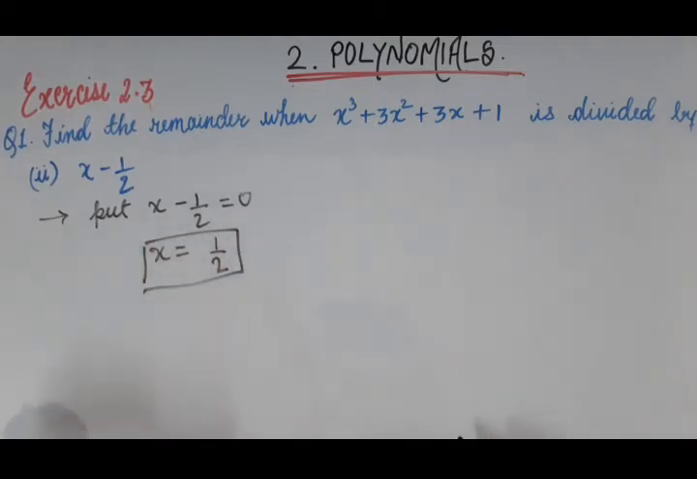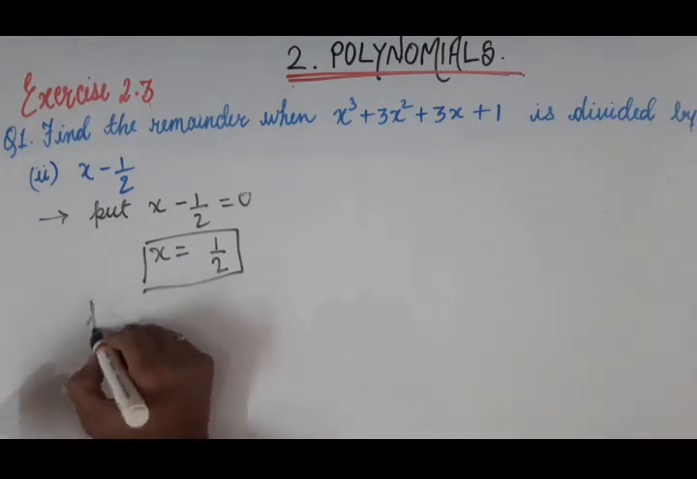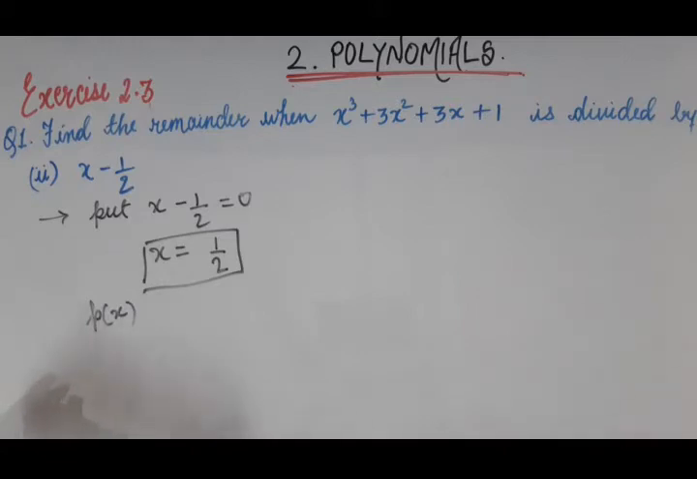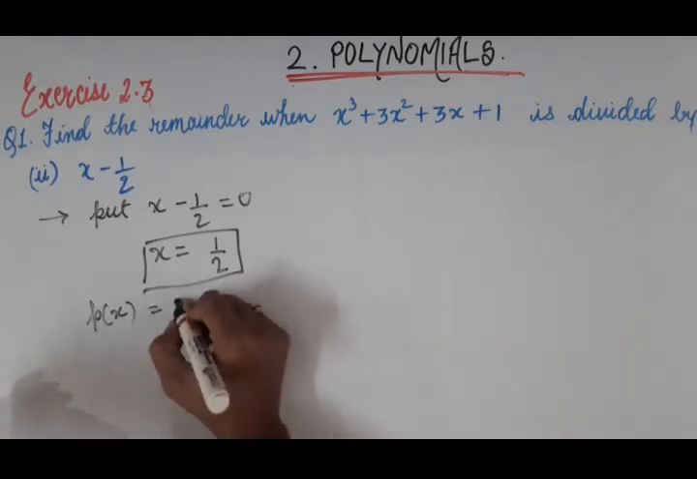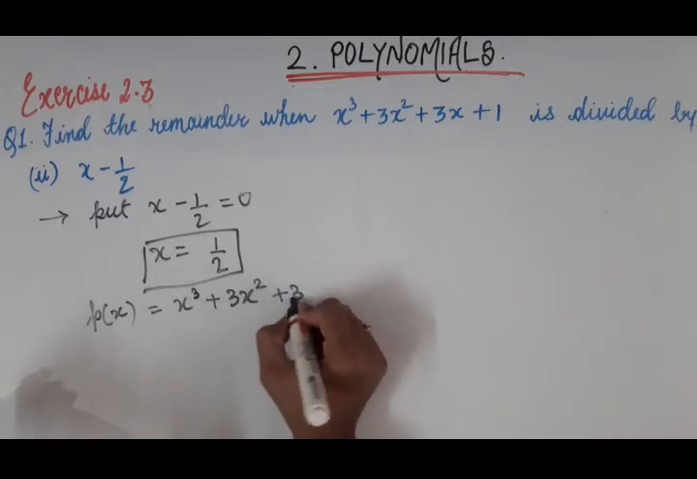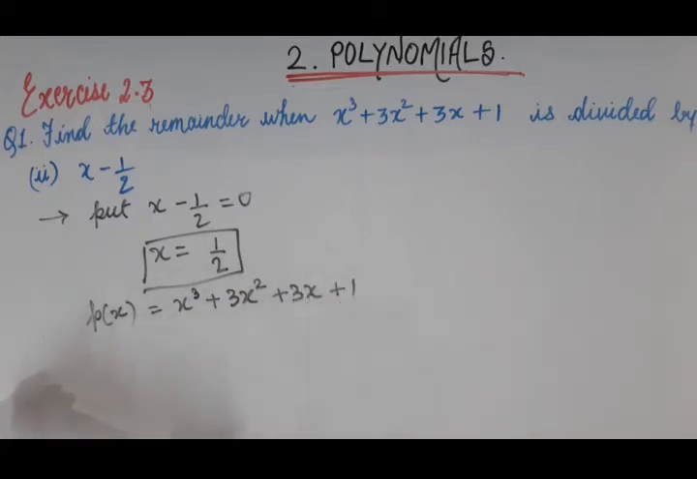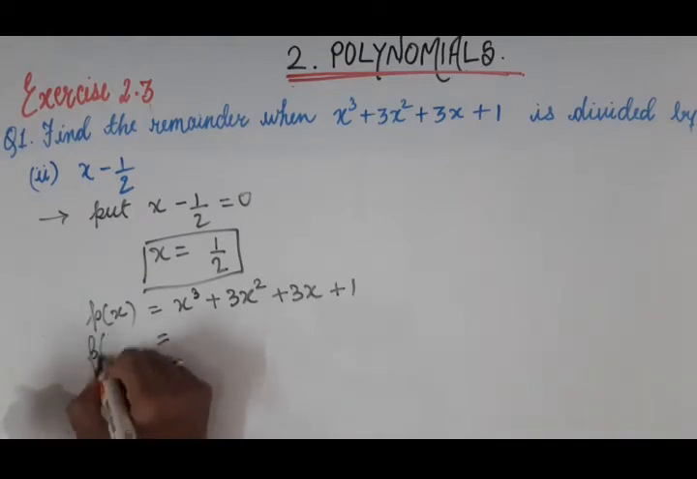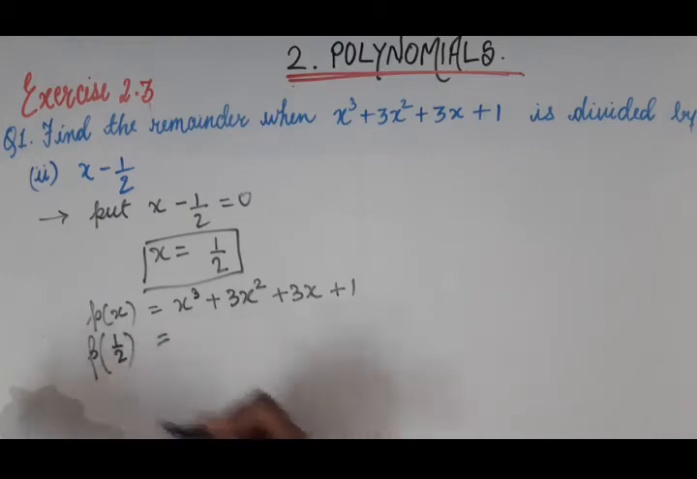To find the remainder, we have to put that 0 in the dividend. What is your dividend? P of x. Your dividend is P of x equals x cube plus 3x square plus 3x plus 1. Now put that 0 in your dividend, so you will get P of 1 by 2.